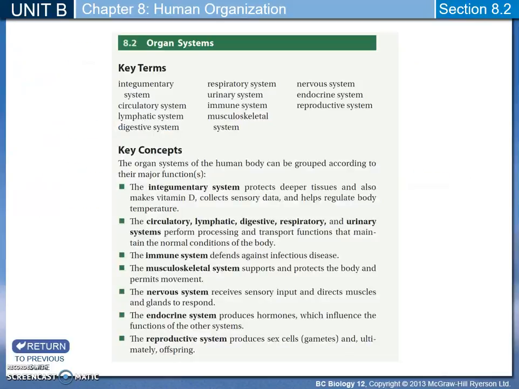And so here's a summary of the key terms that we just looked at and some of the key concepts.